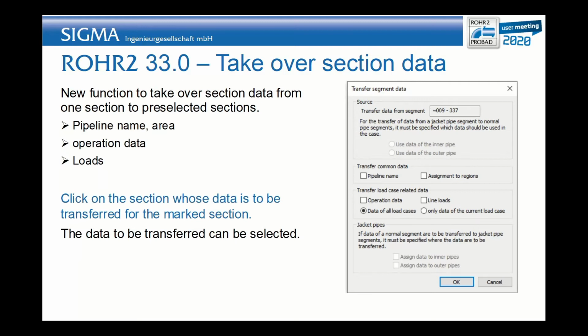The next new function I would like to discuss is the transfer segment data function. When you create a new line you have to specify things like pipeline names, areas, operating data, and loads, and this can be very tedious. To make it easier, if you already have a line in your system that has all these parameters correctly set, you can just take over any of this data from the existing segment.